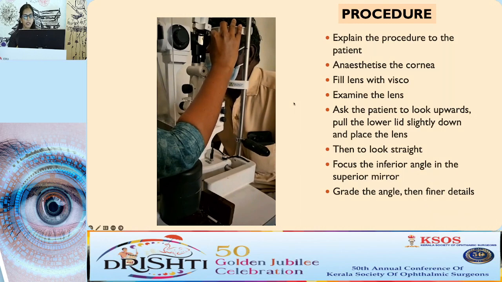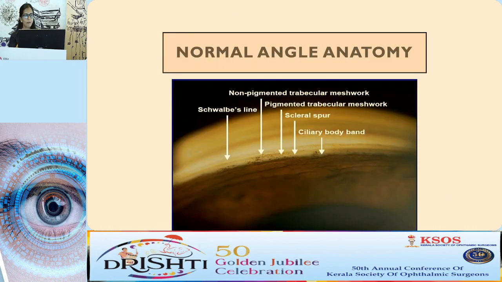Then first of all, you have to focus the inferior angle in the superior mirror because that is the widest angle. Grade the angle, then you can increase the illumination, you can broaden the slit beam and look for the final details. As you all know, this is the normal angle anatomy. Starting from the Schwalbe's line anteriorly, the non-pigmented and pigmented trabecular meshworks, scleral spur, ciliary body band, and finally the root of the iris.